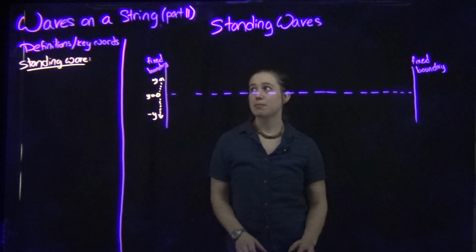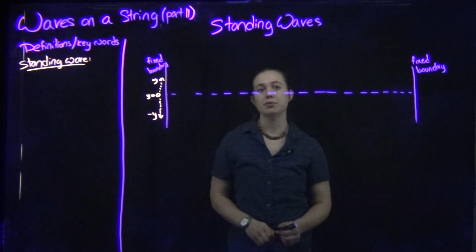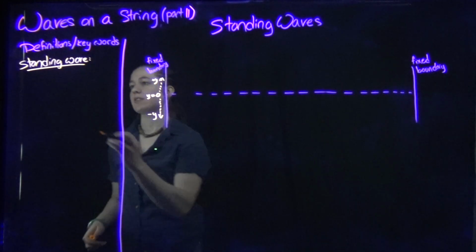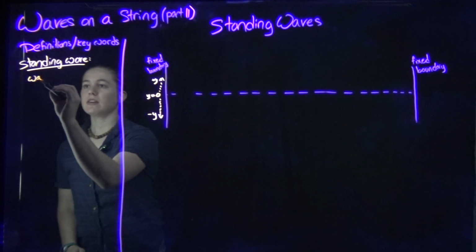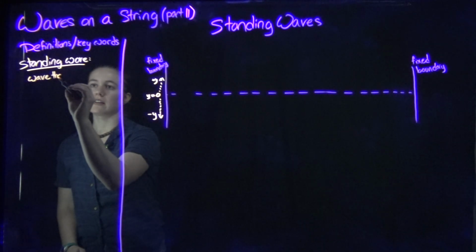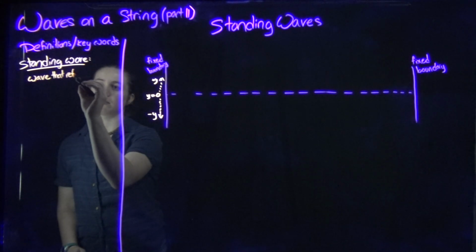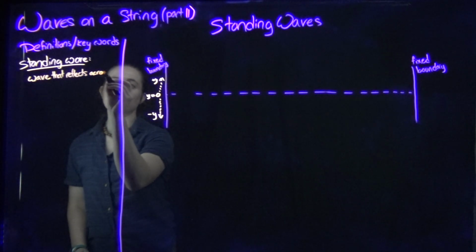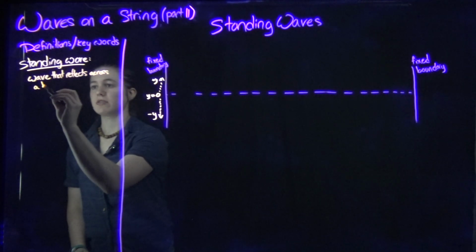Hi, today we're going to be talking about waves on a string, part 2, which covers standing waves. A standing wave is a wave that reflects across a boundary.